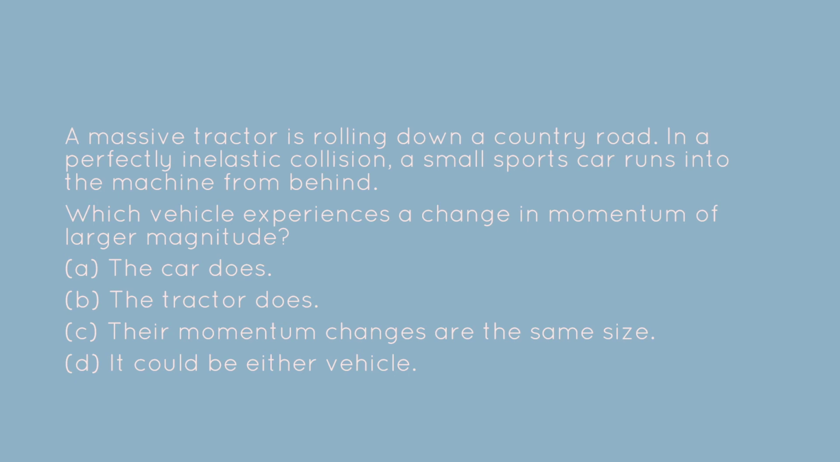Okay, so we consider that this is a collision. Since there are no external forces acting on the tractor-sports car system, it's an isolated system. When they collide, they will exert forces on one another, and by Newton's third law, these forces must be equal in magnitude. So we note that F delta t is the change in momentum.